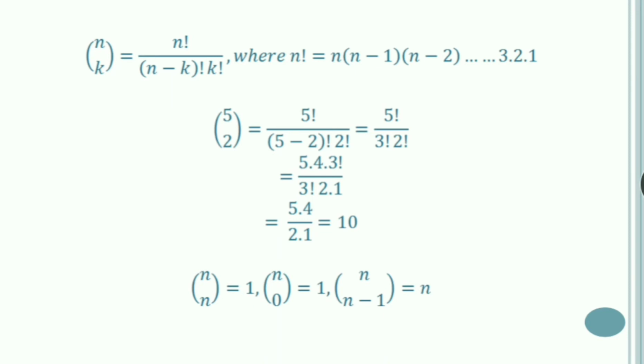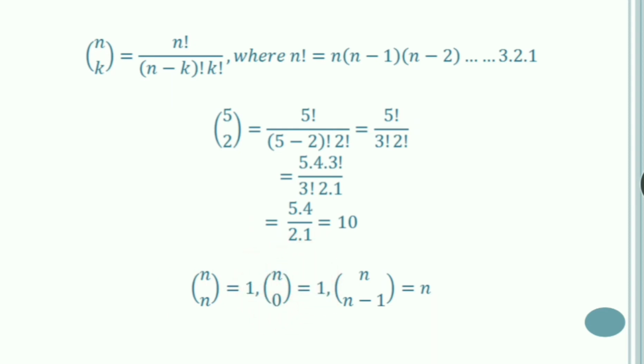nCn is always 1. If you calculate nCn, it is n factorial divided by n minus n factorial into n factorial. So n factorial upon 0 factorial into n factorial. So n factorial gets cancelled. We get only 1 upon 0 factorial, which is equal to 1. So nCn is always equal to 1. You can calculate this. nC0 is also 1.